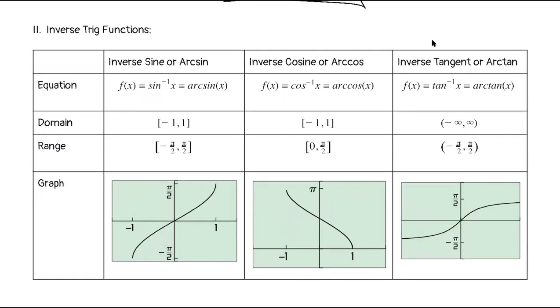And that is just another way of saying inverse sine. So I could say inverse sine or I can say arc sine. I can say inverse cosine or arc cosine. I can say inverse tangent or arc tangent. They're just different ways of saying the same thing.